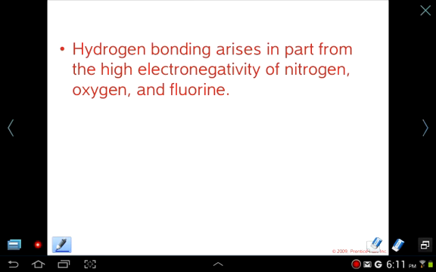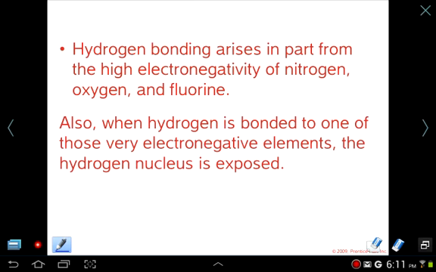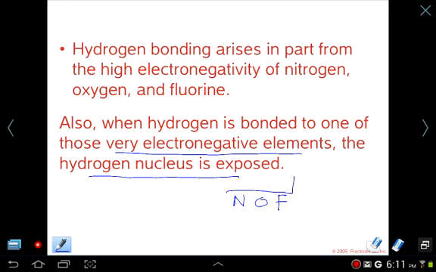Now, a little more explanation: the hydrogen nucleus technically is exposed. And this happens with the three most electronegative elements. If you recall, in the periodic table, you have fluorine, oxygen, and nitrogen as the three most electronegative elements. And you have carbon, and so on and so forth. But these three have the highest electronegativity.